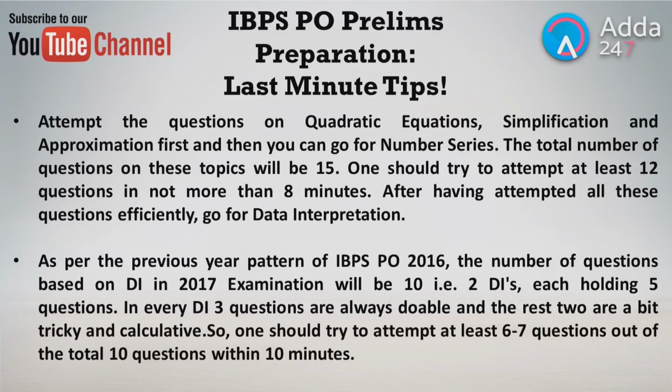As per the previous year pattern of IBPS PO 2016, the number of questions based on DI in the 2017 examination will be 10. That is 2 DIs, each holding 5 questions. In every DI, 3 questions are always doable and the rest 2 are a bit tricky and calculative. So one should try to attempt at least 6 to 7 questions out of the total 10 questions within 10 minutes.